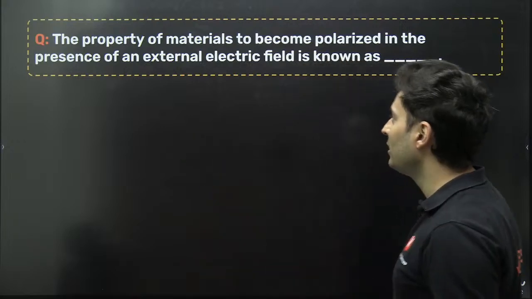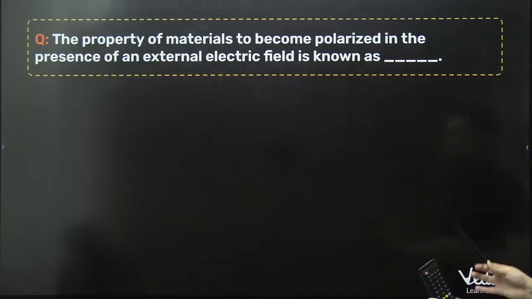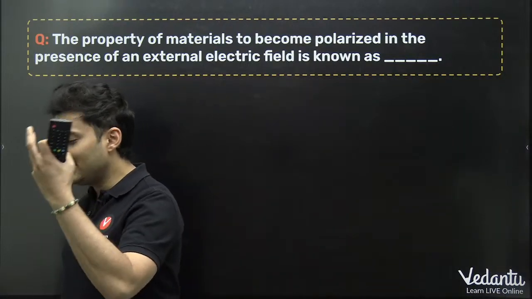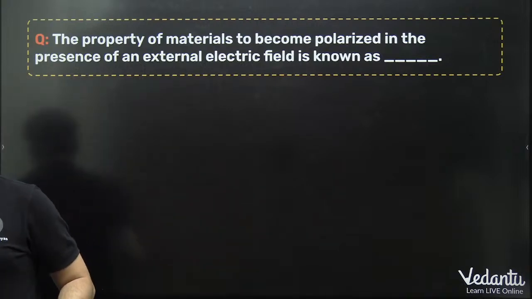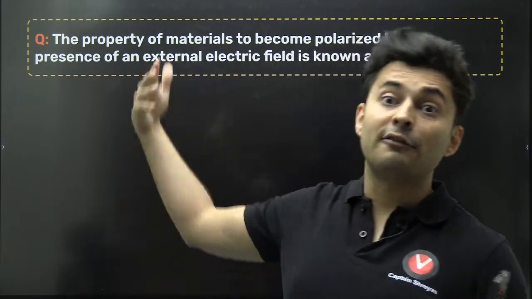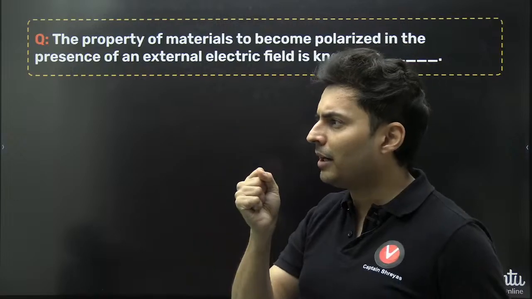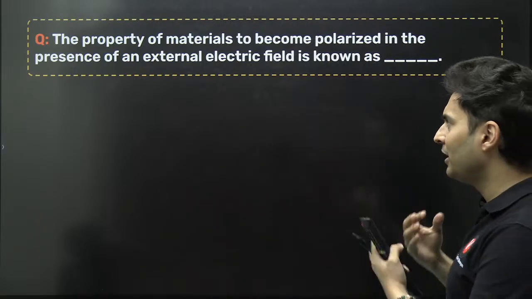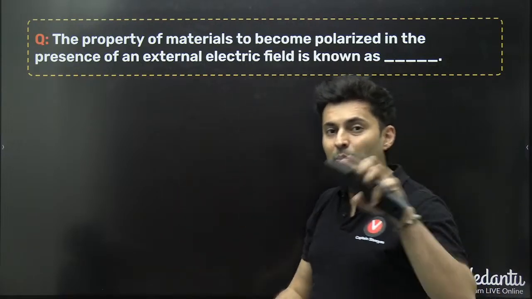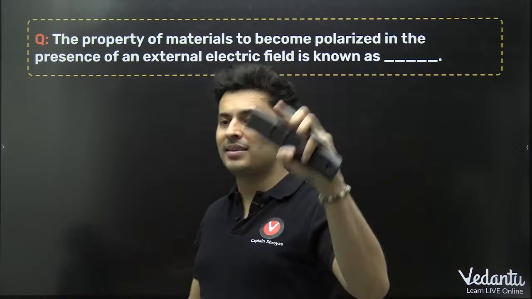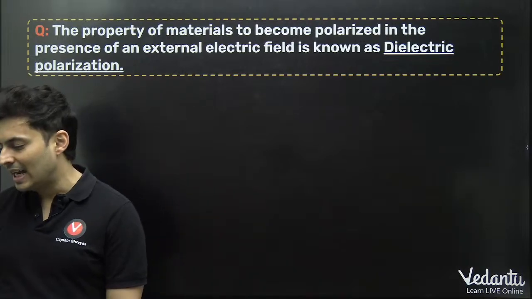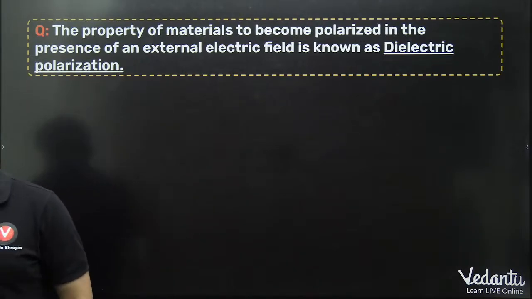Next question on your screen. Property of a material to become polarized in the presence of an external field is known as... What is that property of the material? What is the property of the material which makes it polarized when you apply a field from outside? External field comes, the material becomes polarized, positives, negatives, dipoles are formed. What is that called? Dipoles are created, polarities are created. Dielectric polarization. Exactly. Dipoles are formed, that's why it is called dielectric.